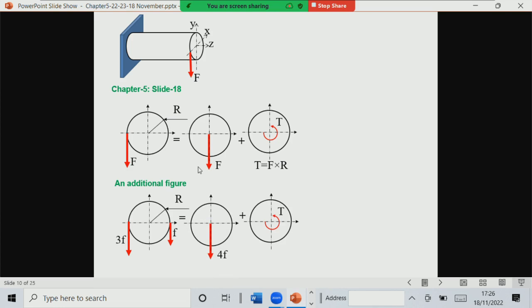So if I'm going to analyze this bar, it is a tube, it's subject to a force of 4F, which the effect is bending. And the torque is equal to 2F times R.